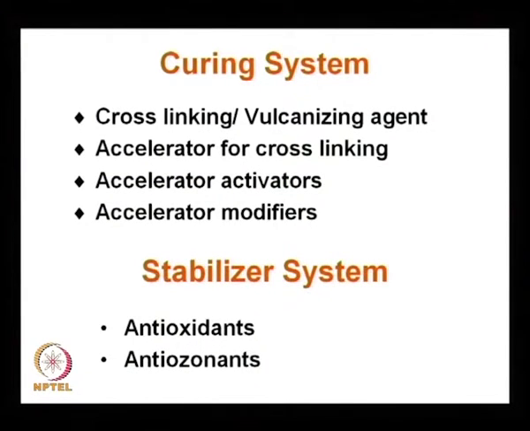Then accelerator modifiers. This is again another member of the curing system. Accelerator modifier means, when we are incorporating the sulfur cross linking agent and accelerators, these decompose at the vulcanization temperature, or when the temperature of the rubber compound increases, then these compounds may decompose and form free radicals, and those free radicals actually take part in forming cross linking bonds.